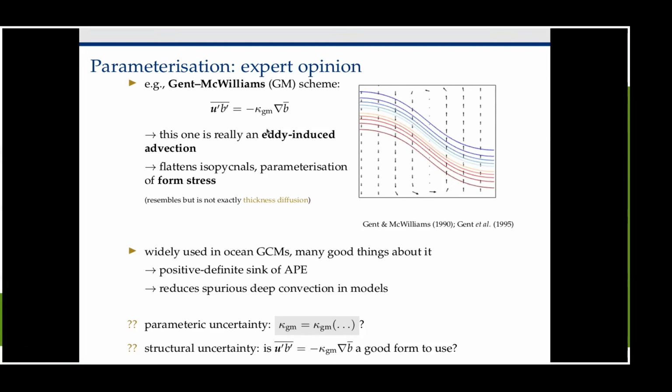Okay, so as I've said, there are issues with this one. When you do modeling, you make a choice, so there are good things and there are bad things with it. Here you can argue you're shifting the problem somewhere else, right? You're basically shifting the problem to how you specify this kappa. So this would be parametric uncertainty. There's also structural uncertainty: is this in fact the right form you should use? You can say this is doing something of the baroclinic instability, but it's not doing everything. That's what I mean by structural uncertainty. Is this in fact the right functional form that you should use?